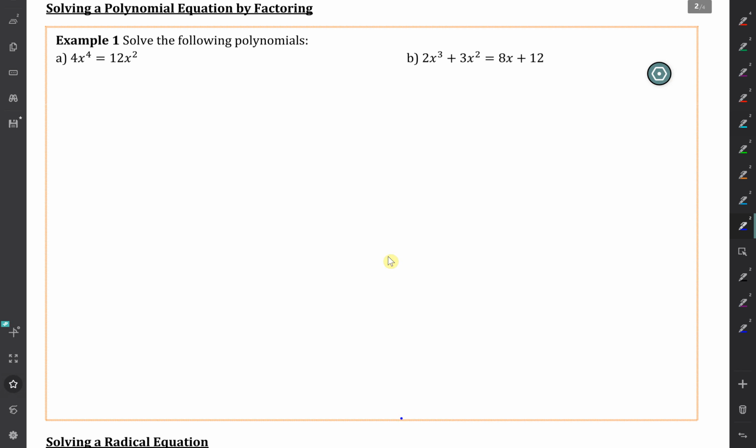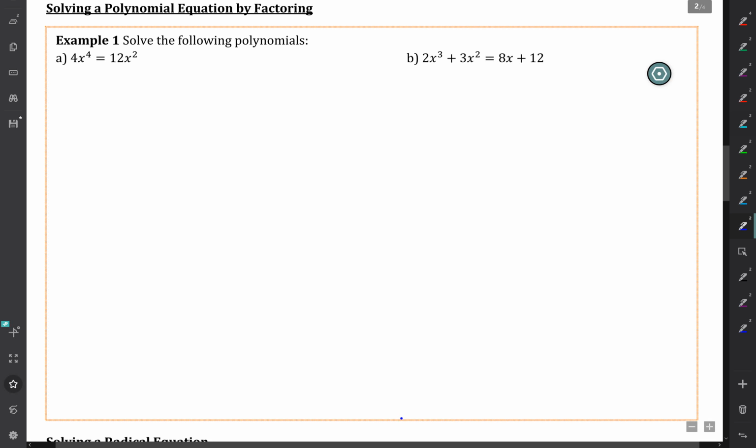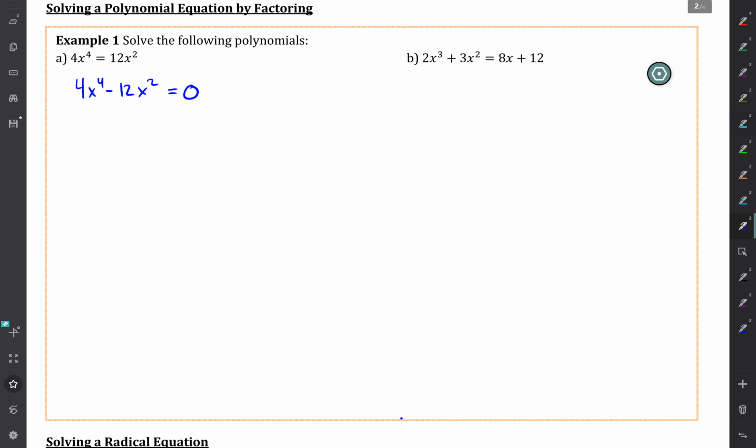Okay, now we're going to solve some polynomials by factoring. So these aren't quadratics anymore, but we can factor and still find some solutions. So in step 1, what we're going to do is move the 12x squared over to the left-hand side by subtracting 12x squared from both sides.